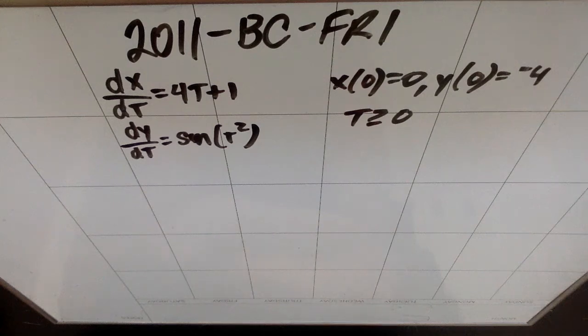We are back at AP Review. This is 2011 BC Free Response 1. It's parametrics, and it is a calculator question.